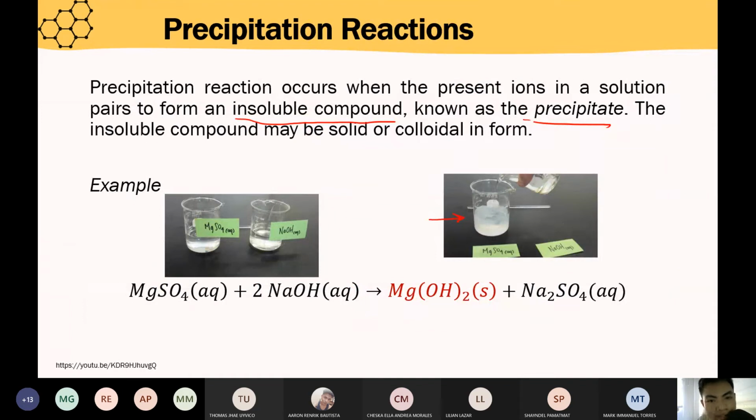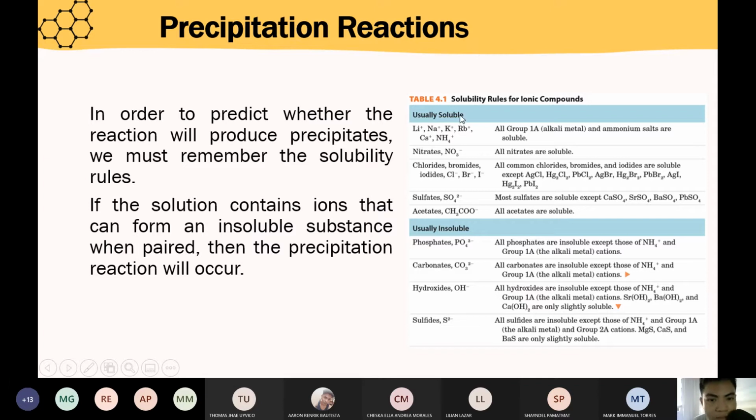So, ito yung question natin, no? Look at the equation. This is just double displacement, right? Yung Mg naging OH partner niya, yung sodium naging sulfate partner niya. Okay? So, double displacement lang yan. Pero, kailan mo malalaman if solid yung precipitate mo? Okay? When will you know kung solid yung iyong product? Okay? So, in order for you to know if solid yan, we have to learn the solubility rules.